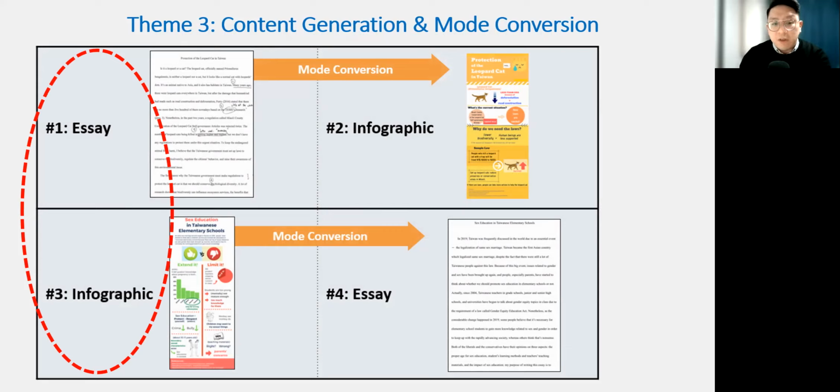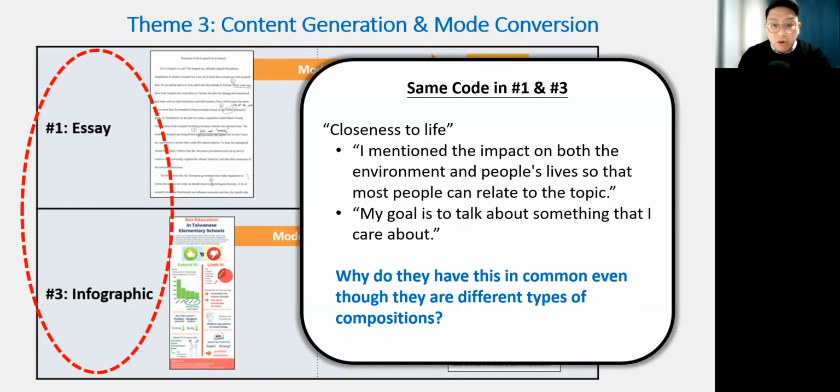You know, assignment 1 is writing a text-based essay, and assignment 3 is writing an infographic, and they're on completely different topics. So I was very surprised to see that there was this one code that was consistently used for both assignment 1 and assignment 3. So the way that students were describing assignment 1 and assignment 3 in their self-reflections, they often talked about closeness to their lives.